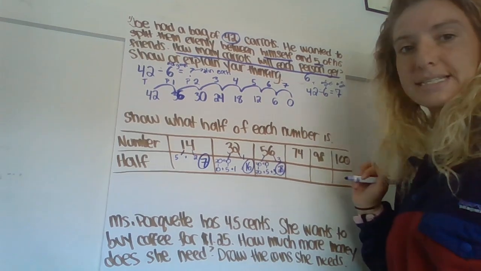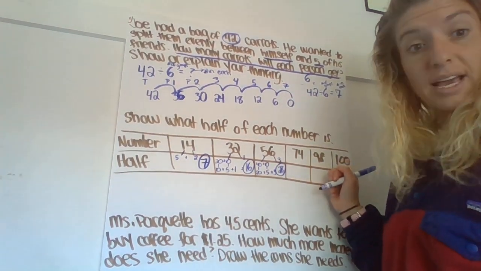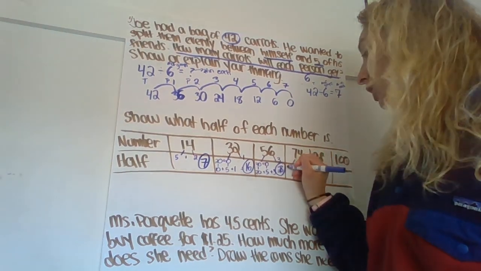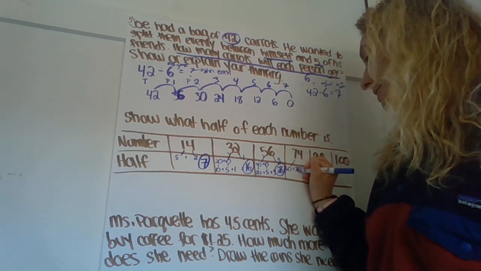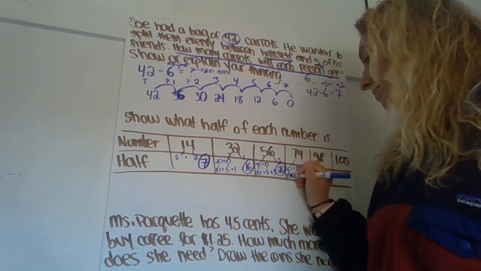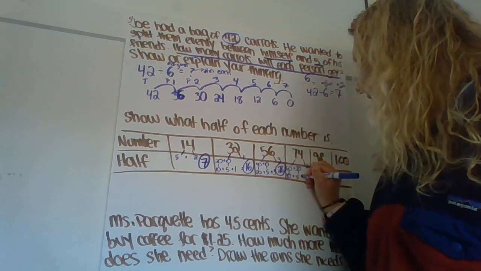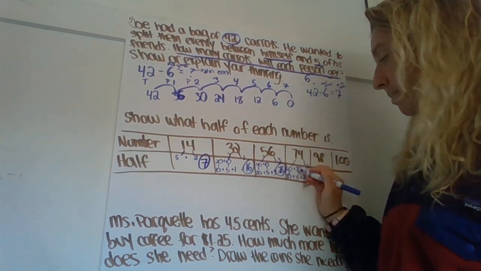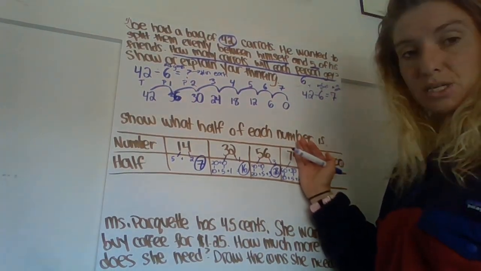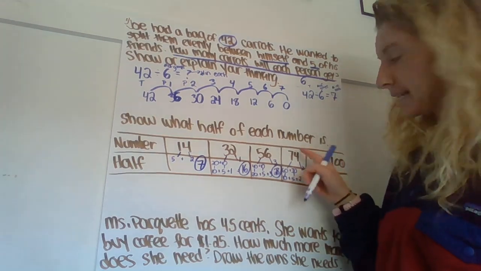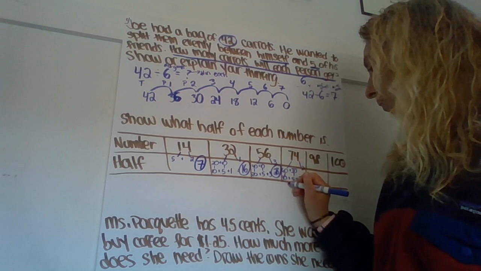Cool. 74. Now, again, you might just know what half of 70 is in your brain. If so, that's fantastic. If not, you will definitely know 70 is 60 plus 10. Half of 60 is 30. Half of 10 is 5. And half of 4 is 2. Remember, I'm just splitting the tens into an easier way to break it down, but I never forget to add in half of the ones.